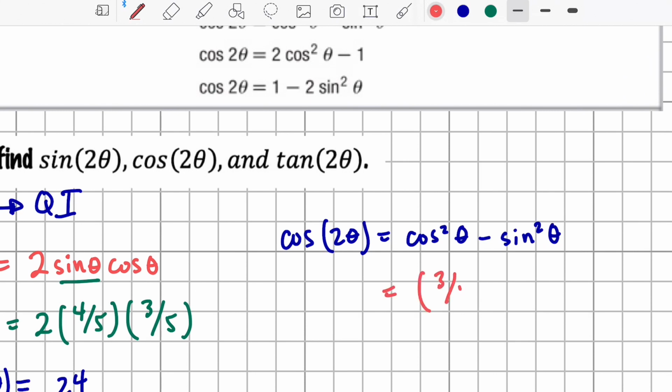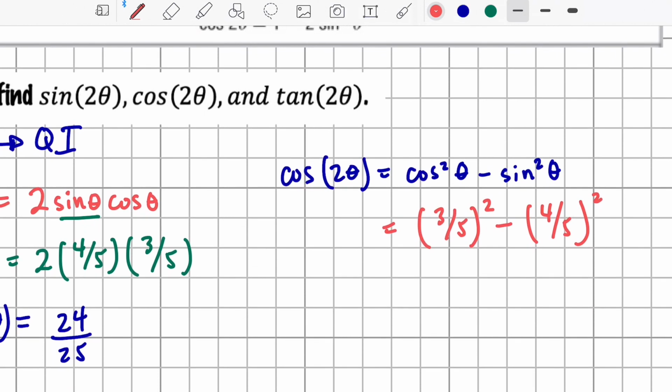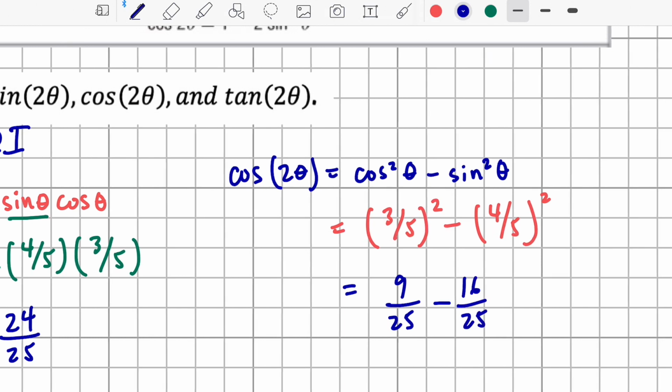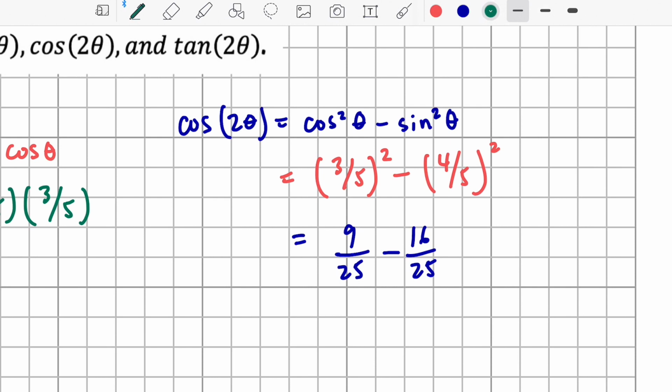Okay, so we know what cosine is. Cosine is 3 over 5. We're going to square it. Minus. And sine, we know what it is. It's 4 over 5. We're going to square it. We get 9 over 25 minus 16 over 25. And if I simplify that, we get 9 minus 16, negative 7 over 25. That's your answer.